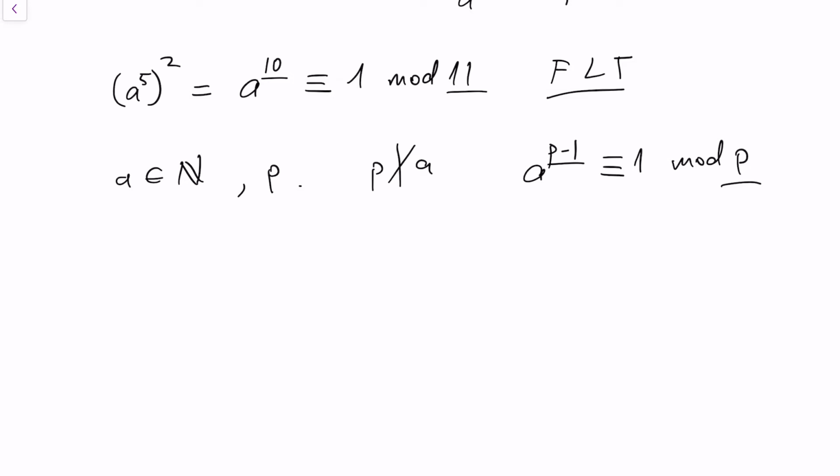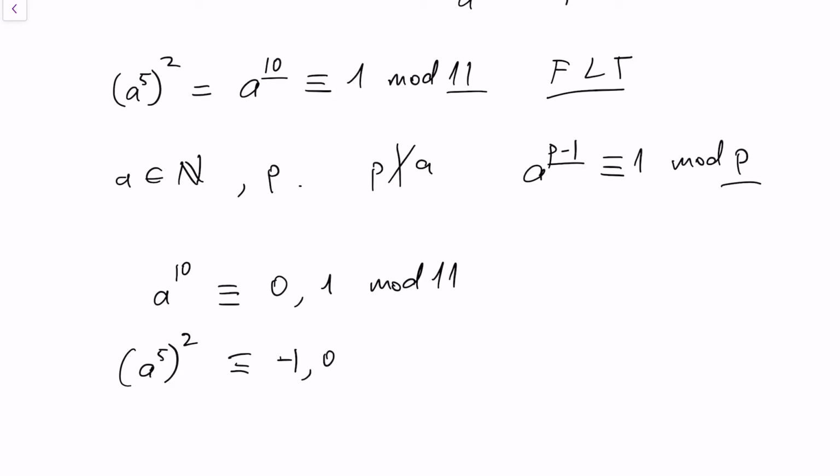However, a could be a multiple of 11 itself. So therefore, we must have that a to the 10 is equal to either 0 or 1 in mod 11: 0 if a is a multiple of 11, and 1 by Fermat's little theorem, right? But because we squared a to the 5, that means we should also add minus 1, 0, 1. So minus 1 is another possibility, right? So we have a to the 5 is equal to either minus 1, 0 or 1 in mod 11.